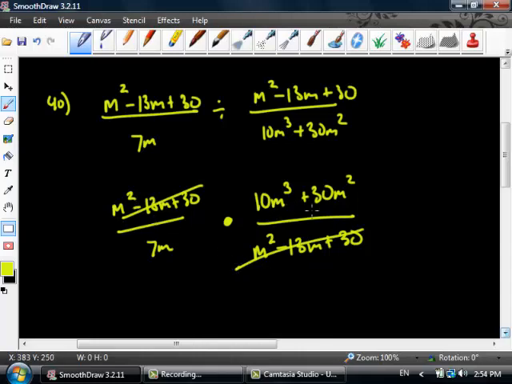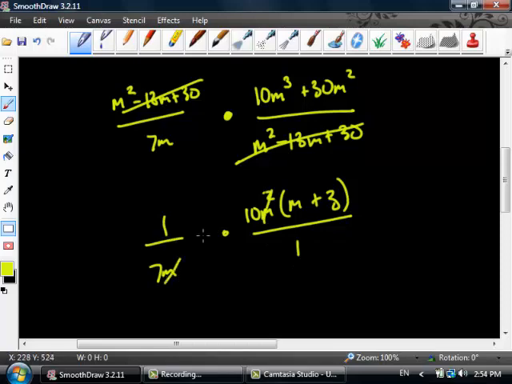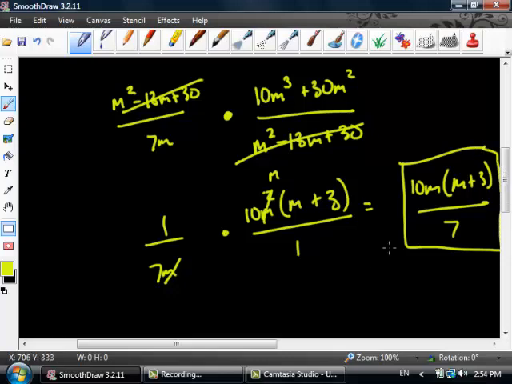So from here, I'm going to factor the right top. So I can factor out, looks like a 10m. Sorry, I factor out a 10m squared. Looks like I'll have an m plus 3 over 1 times 1 over 7m. The m's are going to go away. I've got an m up top. So I should have a total of 10m times m plus 3 over 7. Questions on that problem? Okay, cool.